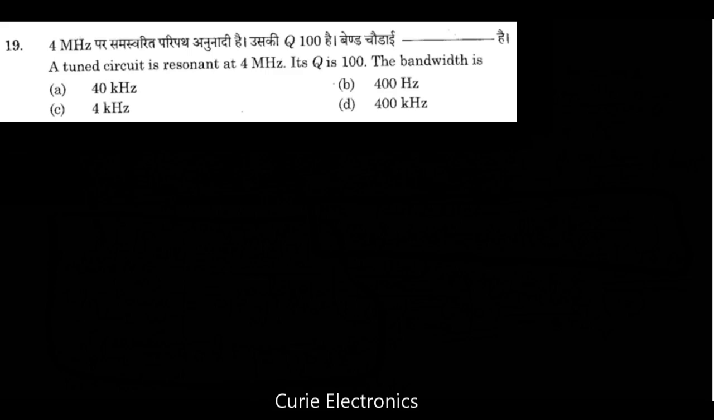Next question. A tuned circuit is resonant at 4 MHz. Its Q is 100. Find the bandwidth. He has given the resonance frequency, that is FR equals 4 megahertz, and Q equals 100. We have to find the bandwidth is the question.